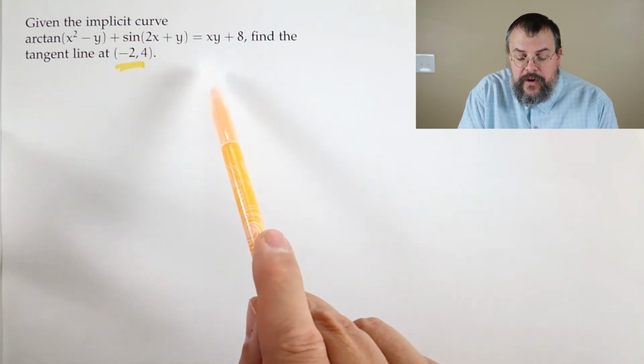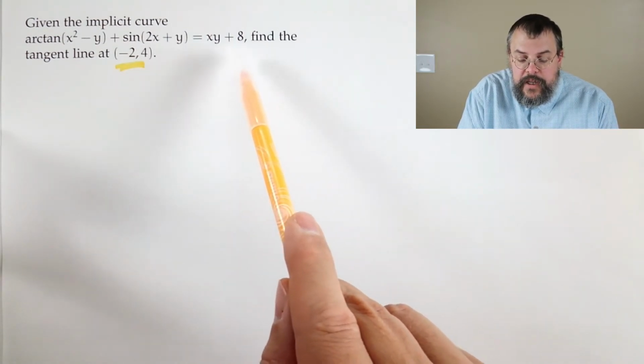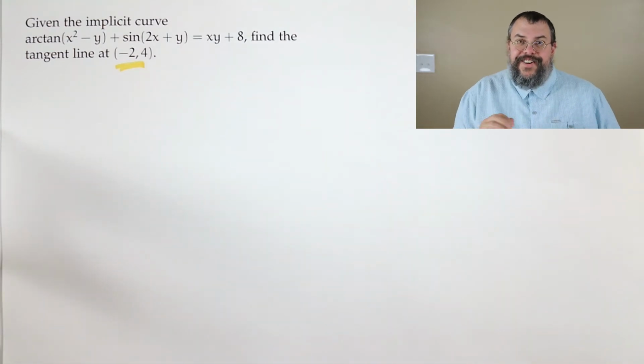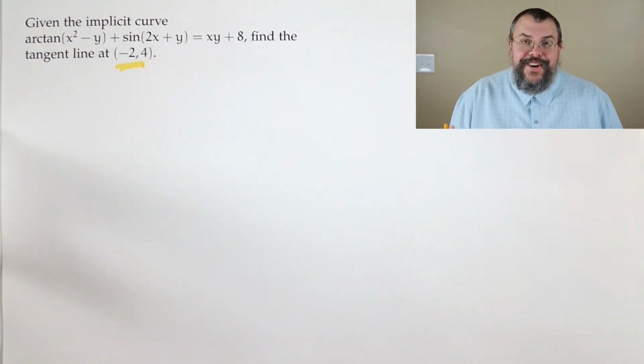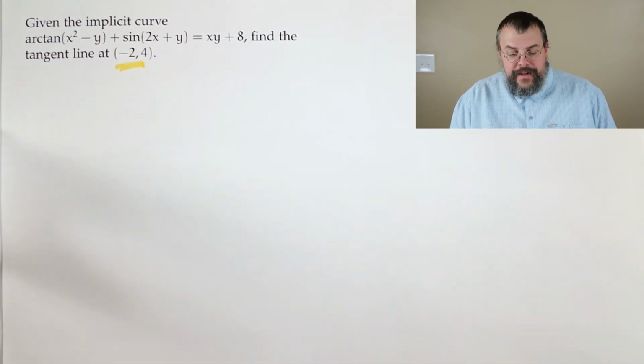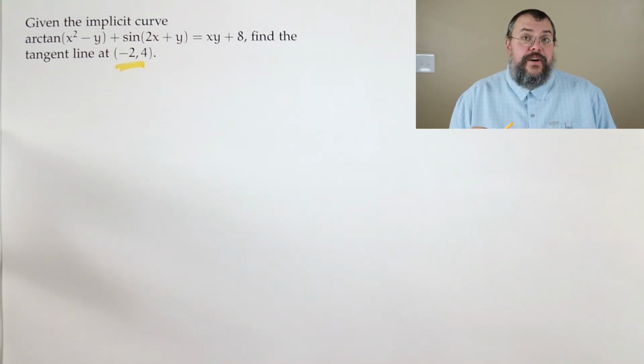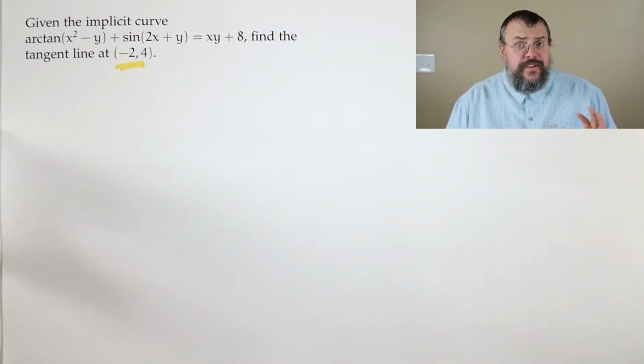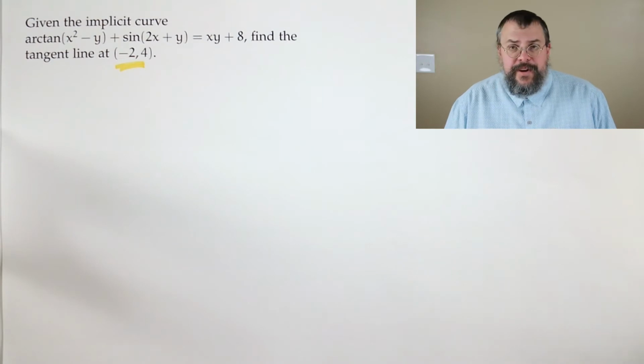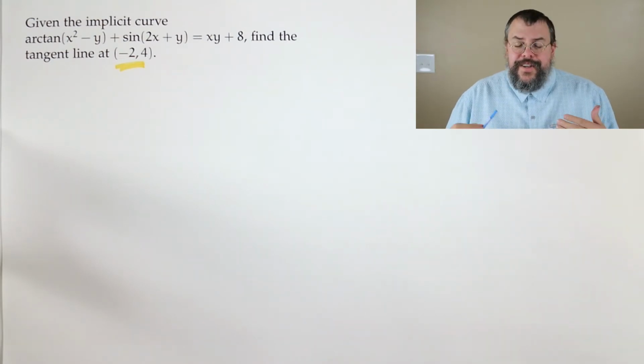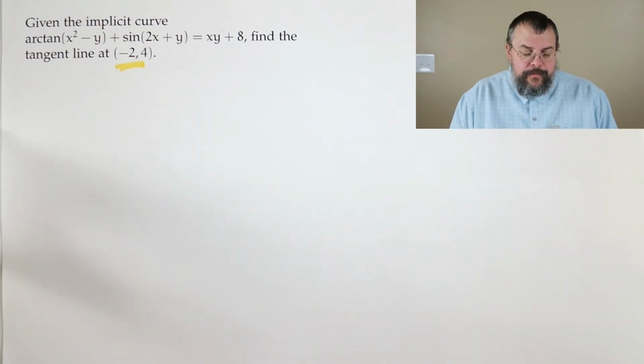Negative 2 times 4 is negative 8. And then plus 8 is 0. Okay, good. So it is the case that 0 plus 0 is equal to negative 8 plus 8. So the point is on the curve. Just nice to check. Probably wasn't required, but it's always good to check these kinds of things.